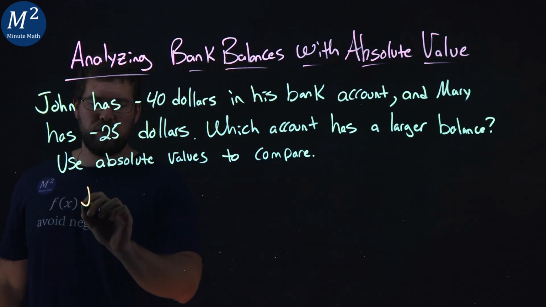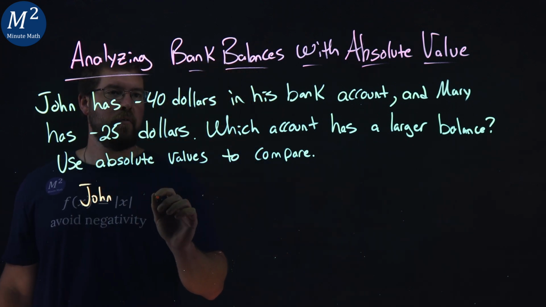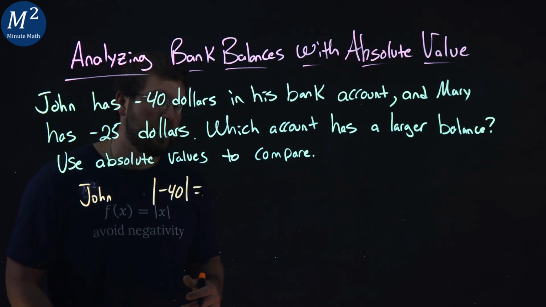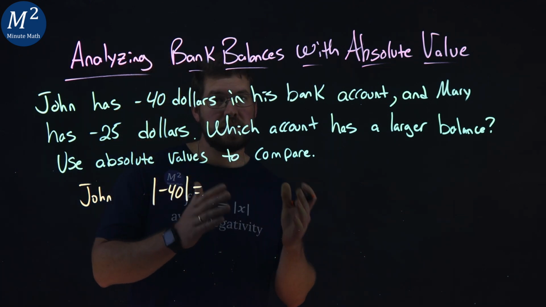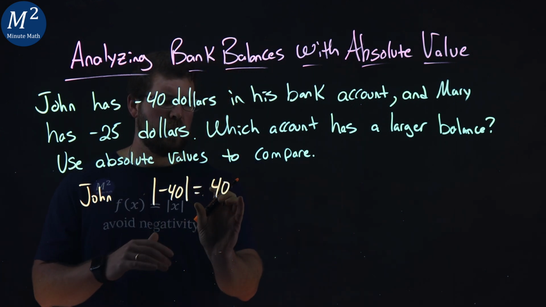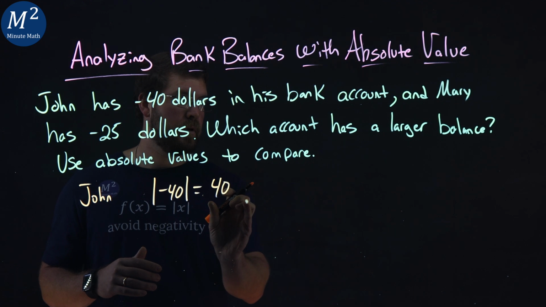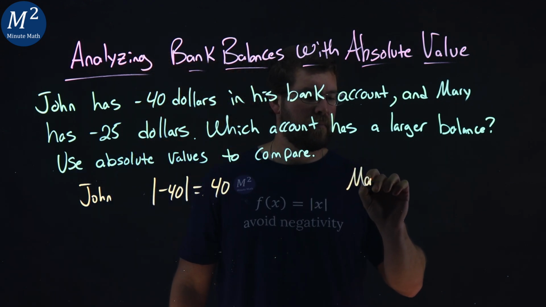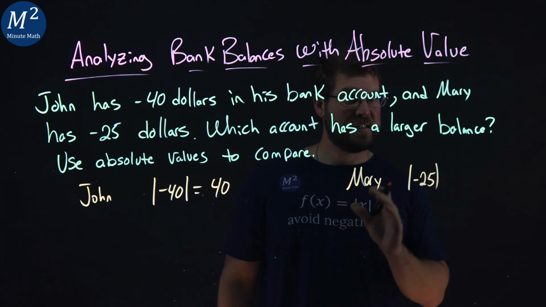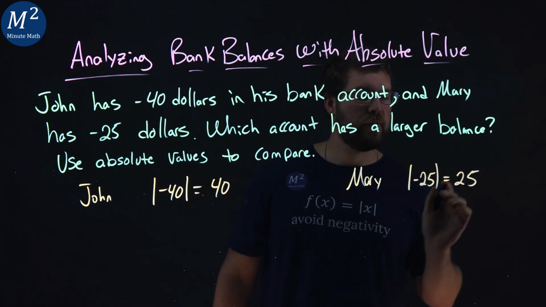Let's talk about John first. If we take the absolute value of his account, negative 40, the absolute value of a negative number is the distance from 0, so that's a positive 40 right here. So the absolute value of negative 40 is a positive 40. What about Mary? Well, the absolute value of negative 25, distance from 0, is a positive 25.